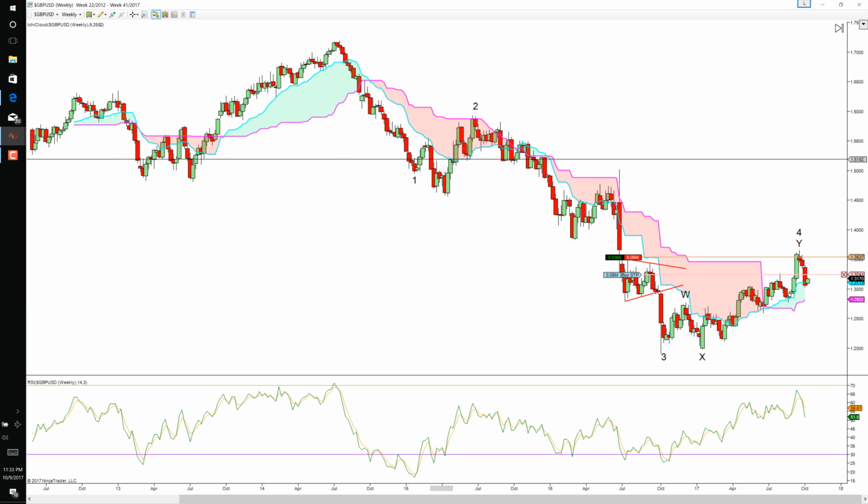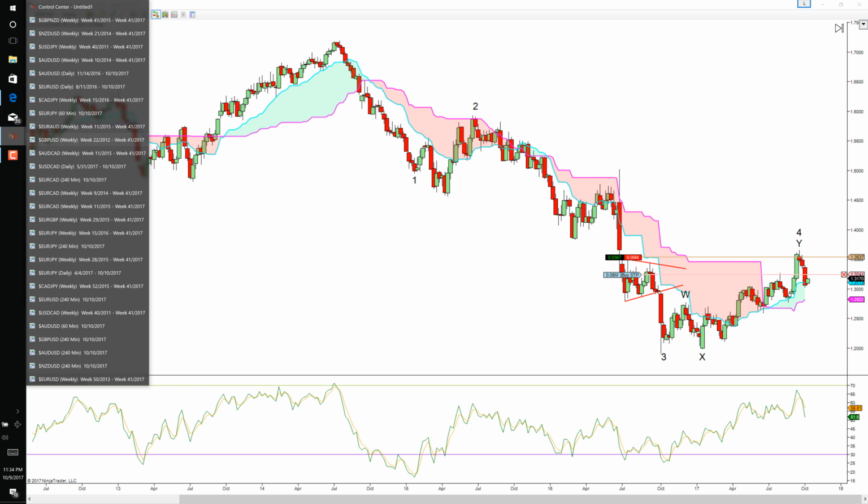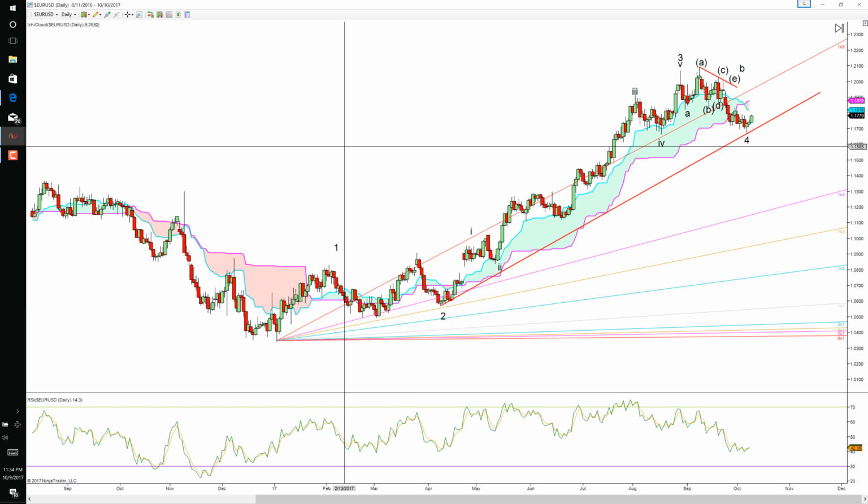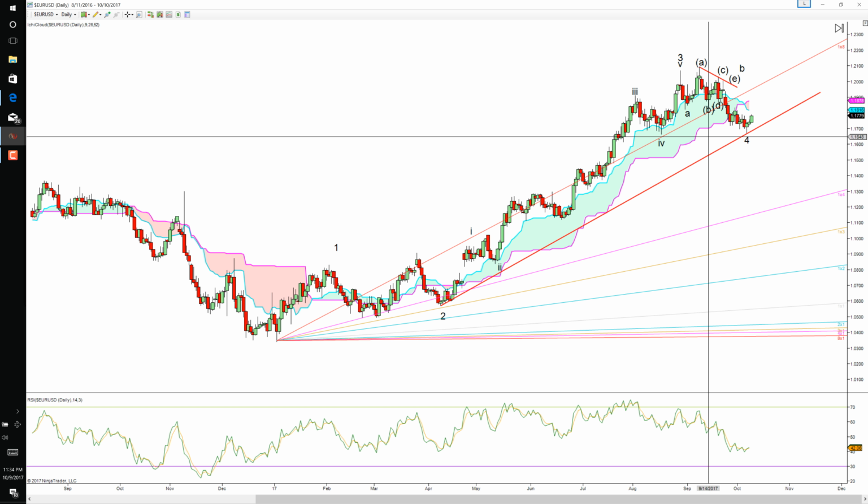It is an alternate, and it's just something to keep in the back of your head, because at the end of the day, no one knows what the market's going to do. The market's going to do whatever the market is going to do. So you're speculators at the end of the day, and that's what we do. We speculate. This is the euro dollar on a daily time frame.